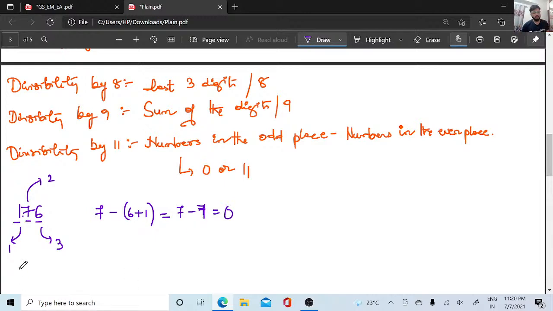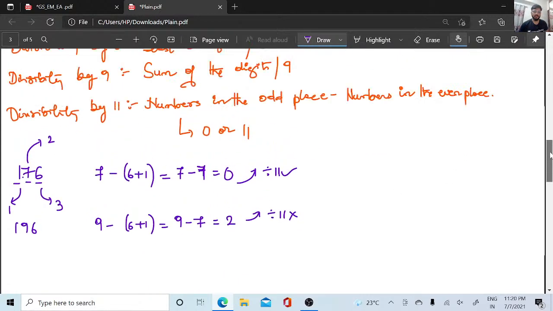So if I have one more number here, which is 196, right? Here I take 9 minus 6 plus 1. So this is going to be 9 minus 7, which is 2. So this number is not at all divisible by 11. But this number is divisible by 11.